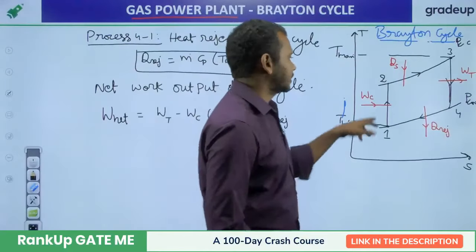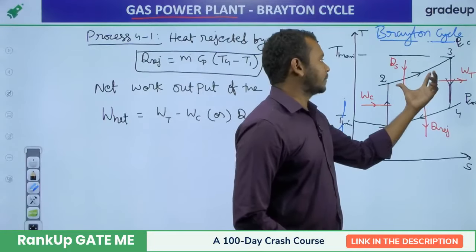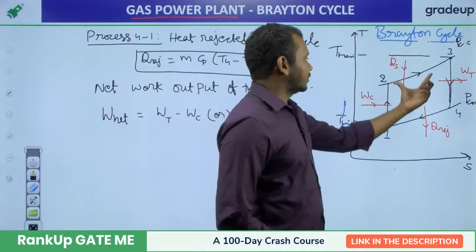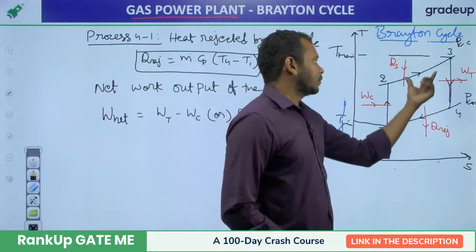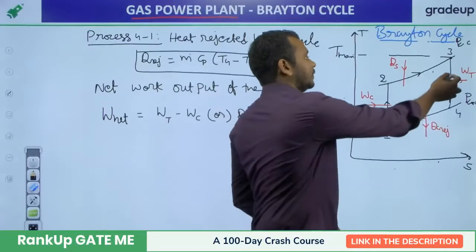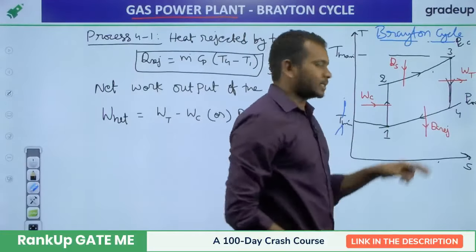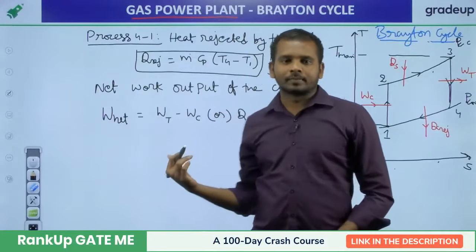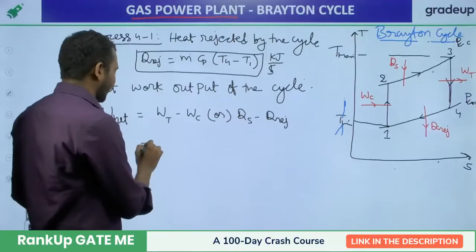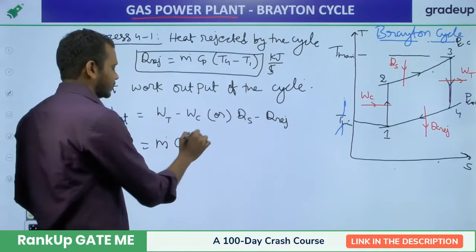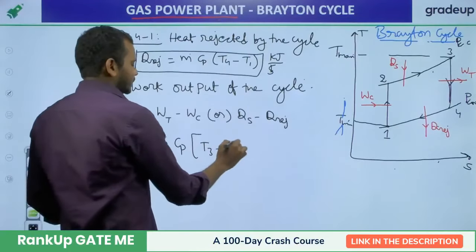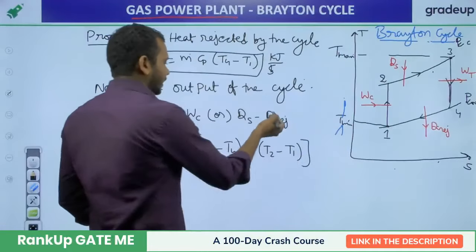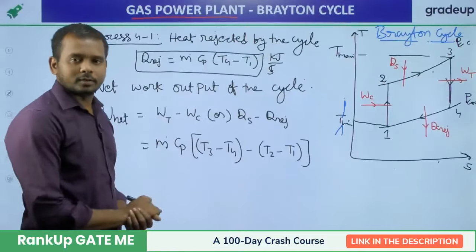What does Qs minus Q rejection represent here? We know that heat transfer during a process is nothing but the area under the curve on Ts coordinates. So the area under this curve is Qs, and the area under this curve is Q rejection. When you subtract this area from this area, we are left with this area. So this area of the cycle on Ts coordinates gives you the net work output of the cycle. Right? So the net work output, in terms of temperatures, is MCp into (T3 minus T4) minus (T2 minus T1). Either you can write it in terms of heats or in terms of works. This is the net work output of the cycle.